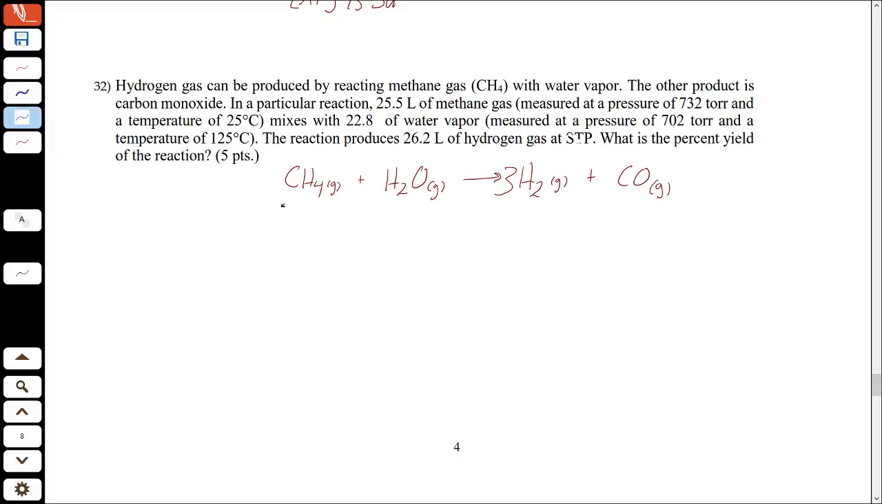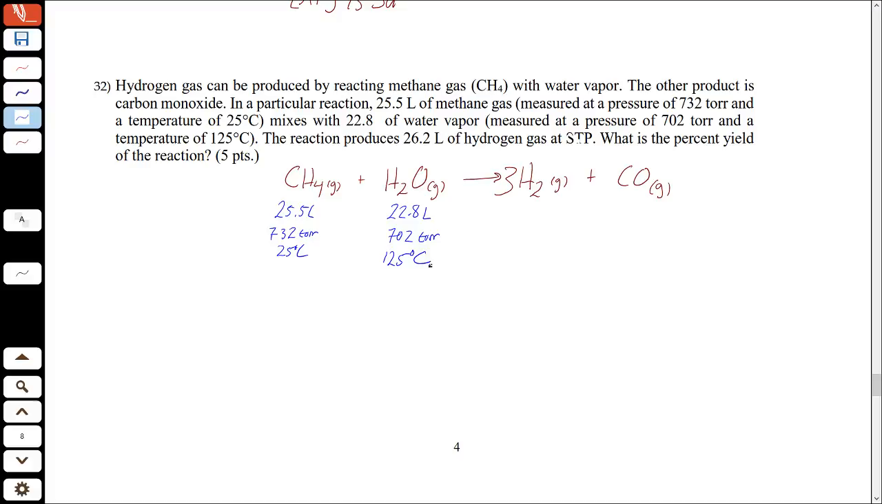The methane gas was 25.5 liters at 732 torr and 25 degrees C. The water vapor was 22.8 liters at 702 torr and 125 degrees C. And then the amount of hydrogen produced was 26.2 liters at STP. And that's the actual yield.